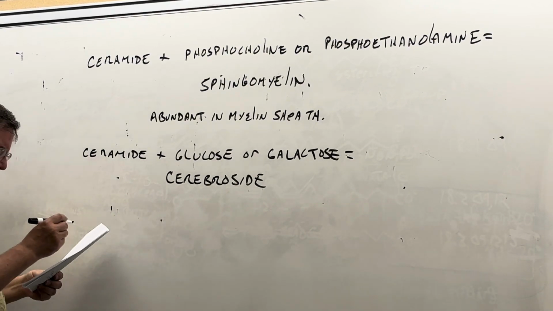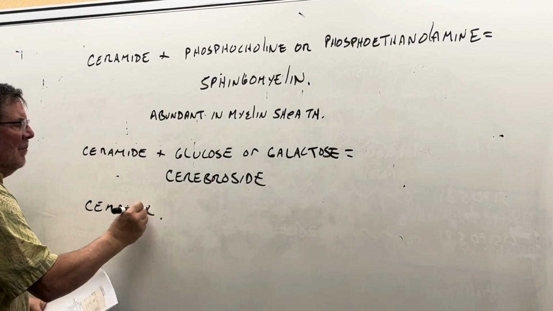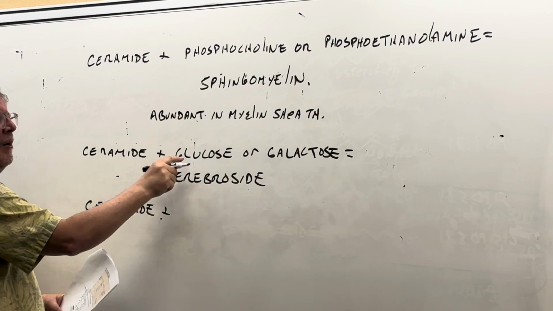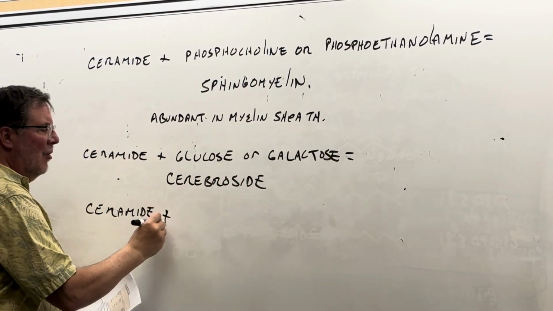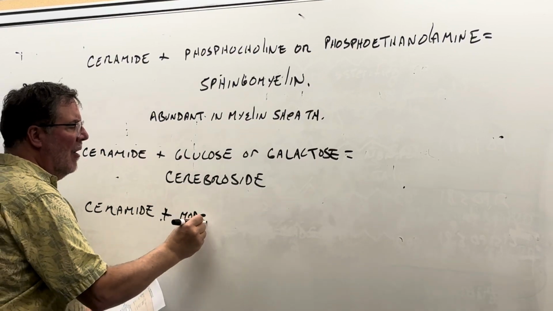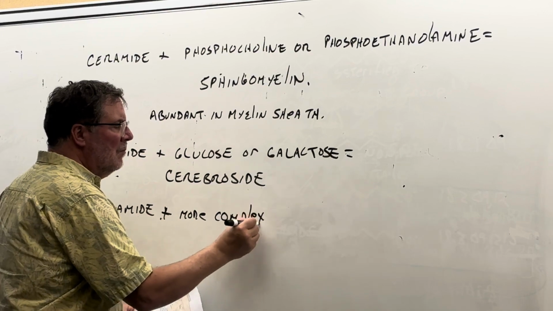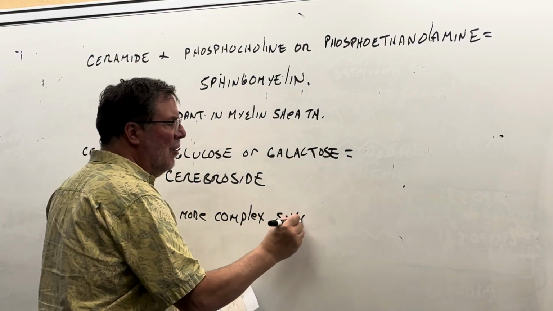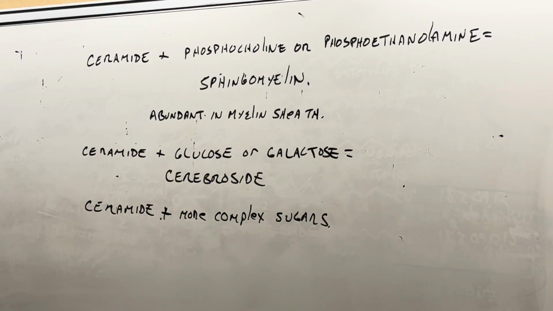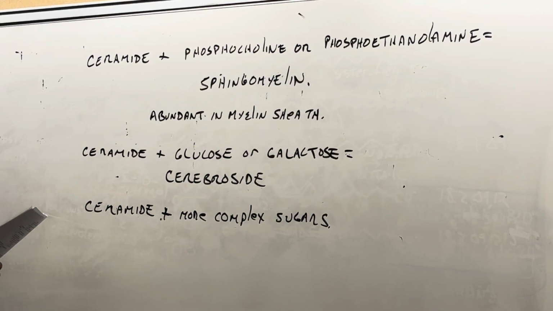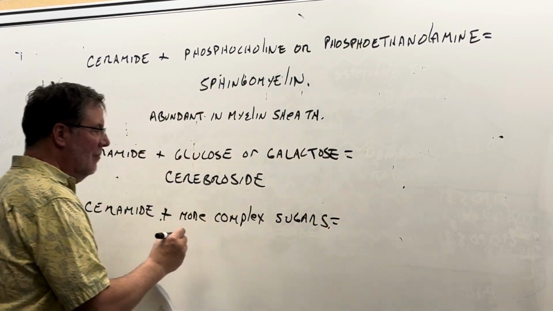And then ceramide plus more complex carbohydrates. So this is just a simple sugar, a single sugar, plus more complex carbohydrates. You can say more complex sugars. That equals a ganglioside.